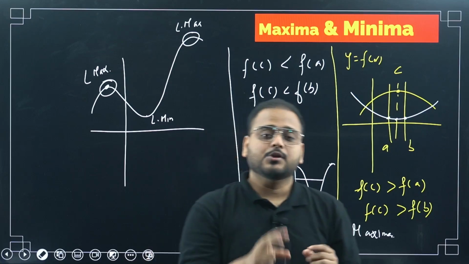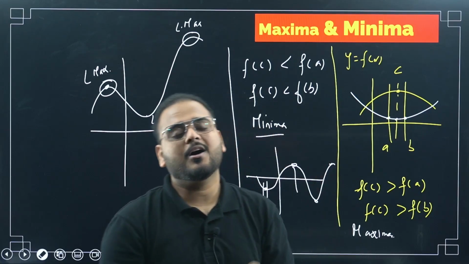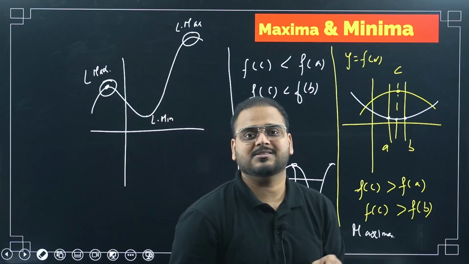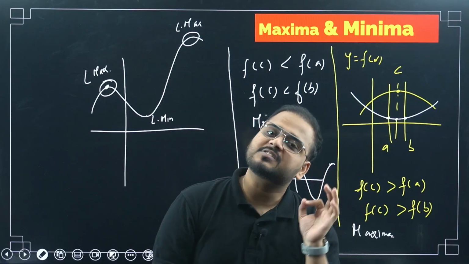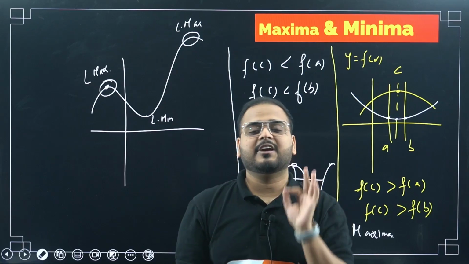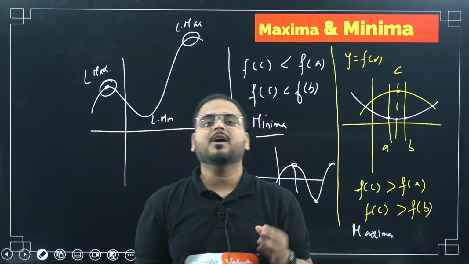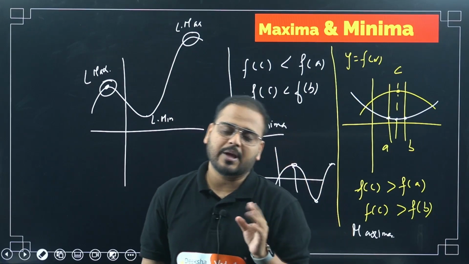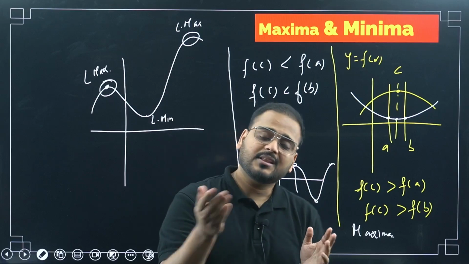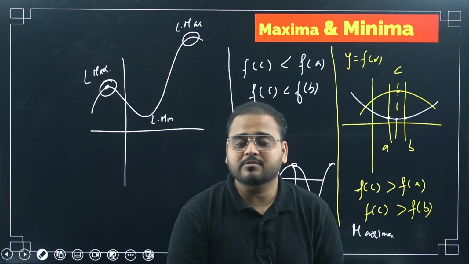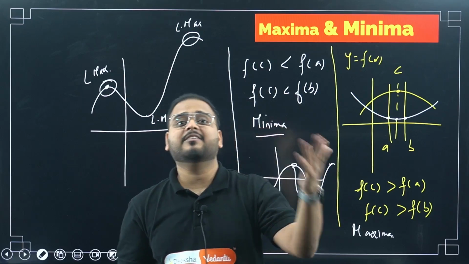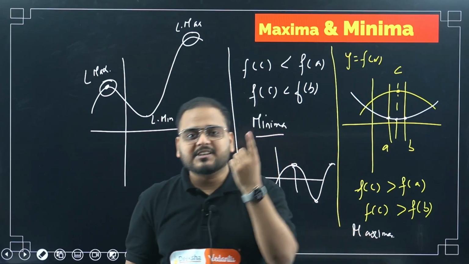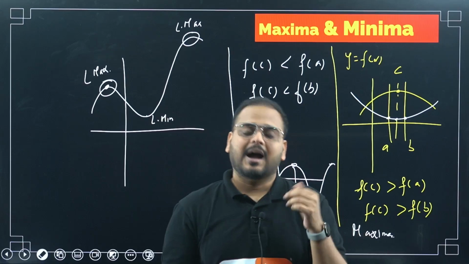Okay, chaliye. To find local maxima and local minima, we have two approaches. One approach is the first derivative test, where after finding only the first derivative, we can identify our point of local maxima or local minima. The second approach to solve these maximum and minimum problems is the second derivative test. Even though the name is second derivative test, it is easier. The first derivative test is difficult. I'll show you how.